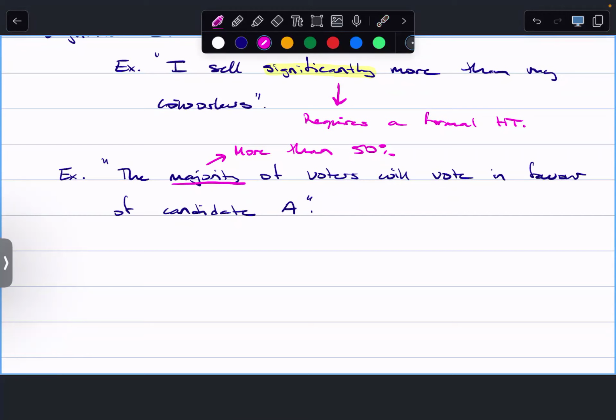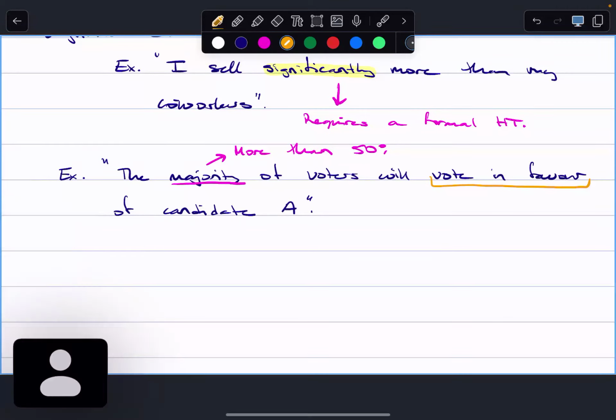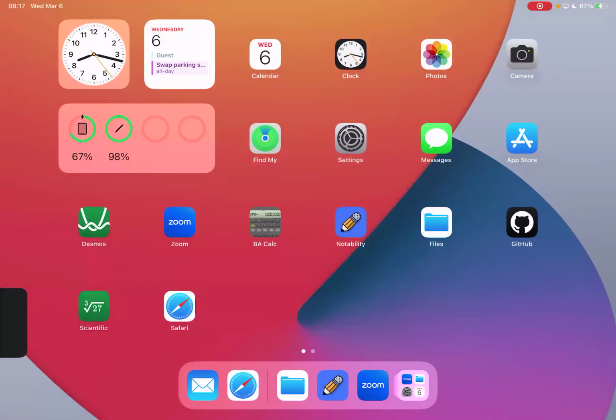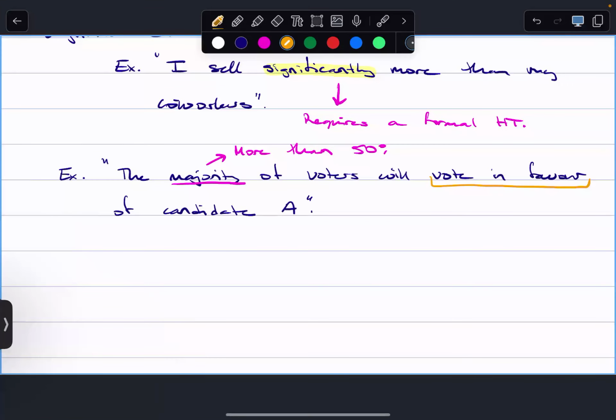My screen just felt like it did something strange. Let me just go check on the Zoom here, briefly. Okay, looks good. Sorry, a little intermission.